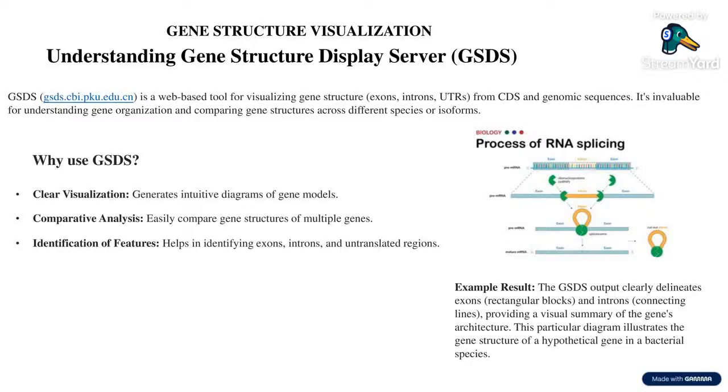So why do we use GSDS? To compare gene structure between species, and does a gene have the same number of exons in a human or a mouse. To check that, we use the GSDS server. We also analyze alternative splicing by comparing the same genes to identify features like promoter regions, 5' and 3' UTRs, or large introns.